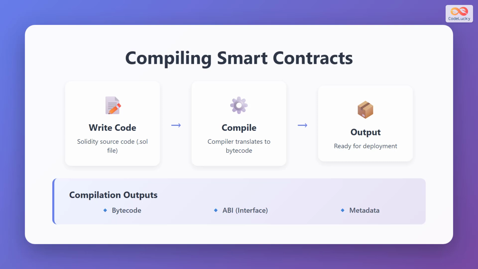understand and execute. The compilation produces several outputs: bytecode that will be deployed to the blockchain, the ABI or application binary interface, which defines how to interact with the contract, and metadata containing additional information about the contract. Understanding this compilation process is important because the bytecode is what actually gets deployed and executed on the blockchain.